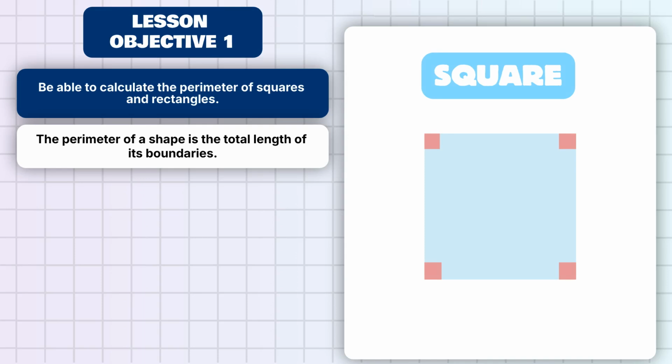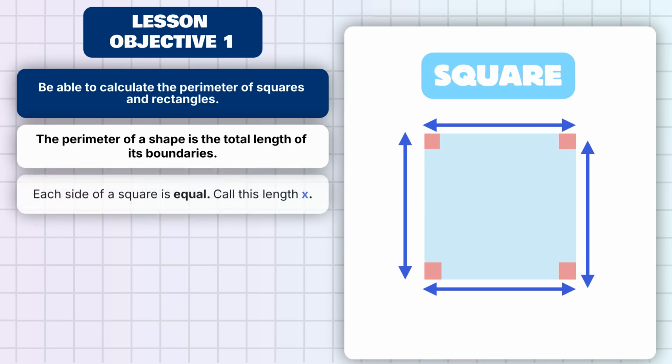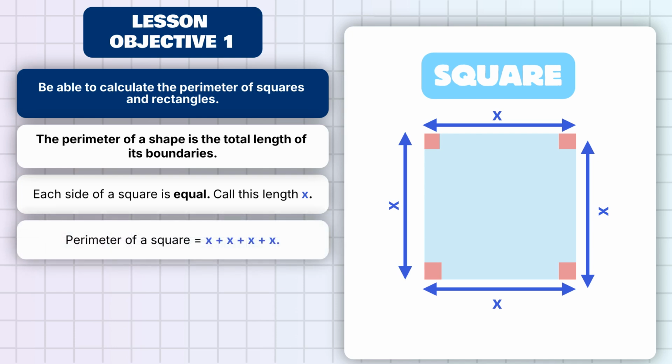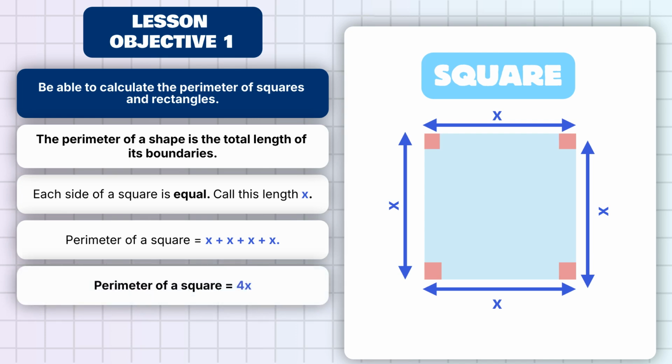What do we know about squares? Well, a square has four equal sides, and if we call the length of each side x, then calculating the perimeter becomes straightforward. Since the perimeter is just the sum of all the sides, the perimeter of a square is x plus x plus x plus x. Simplifying this, we can say that the perimeter of a square is 4x. This formula makes it easy to find the perimeter of a square if you know the length of one side.